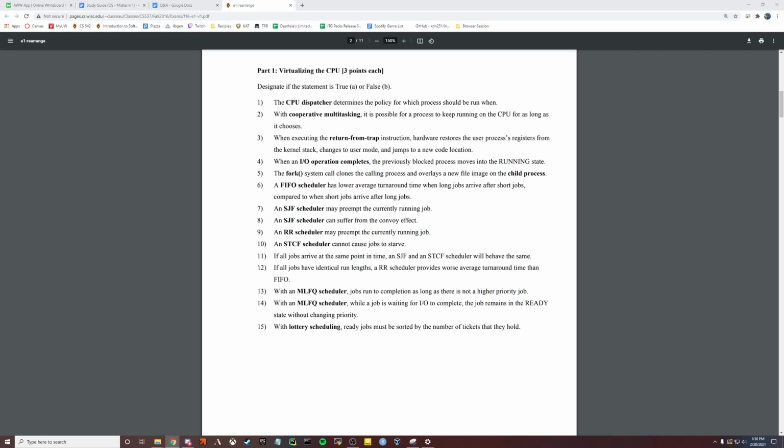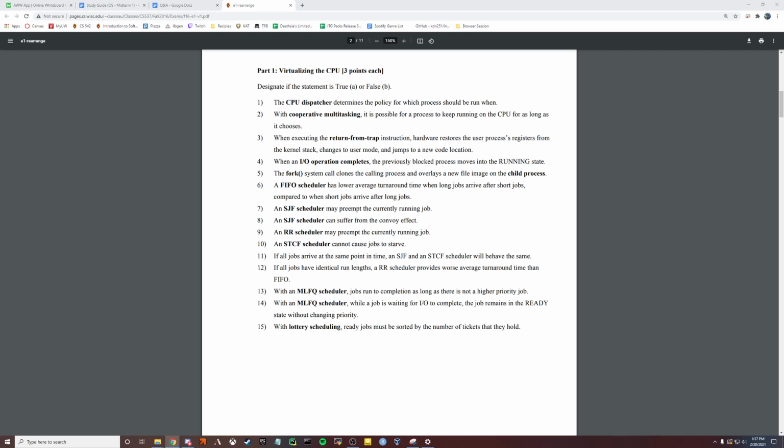The fork system call clones the process and overlays a new file image on the child process. False. Fork just clones the calling process. The process needs to call exec to overlay a new file image. Okay, perfect, we said false.